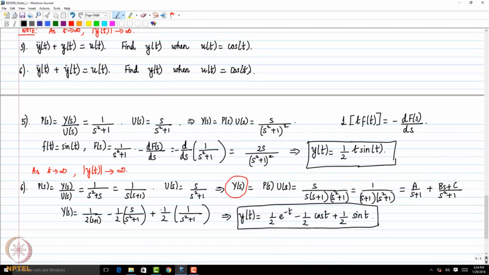Take the LCM, you are going to get s plus 1 whole square. I think this is fine, right? Because we are going to get s minus 1 times s plus 1 is going to be s squared minus 1, plus s squared plus 1, you will get 2 and 1 by 2 cancels off. That's right. So what would you say now as t tends to infinity?